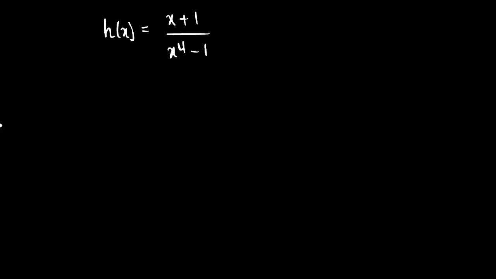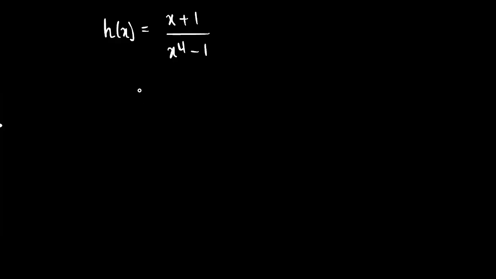All right. Now, if we're given a function h of x, that is x plus 1 divided by x to the fourth minus 1, how can we find the discontinuities here, where they're located, what their types are? So if you want to take a minute, pause the video, and try it out yourself, feel free to do so. I will assume that you've attempted this problem, and now let's look at the solution together.